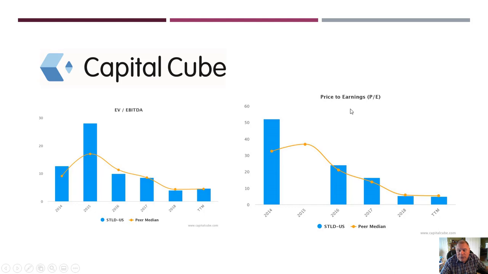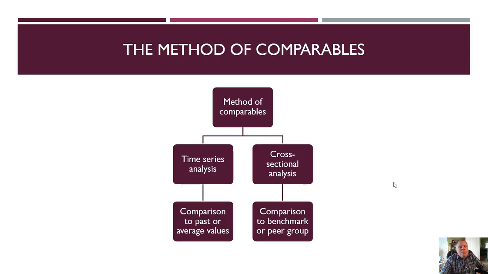When we look at the PE, we also see they're pretty close. But what we can see is that from 2015, we've had a deterioration in both the EV to EBITDA and the price to earnings. There's different methods of comparables. We can look at them over time, or we can look at them as cross-sectional. What that means is we're going to compare them within the company to the past or average values, or we're going to compare them to a benchmark or peer group.